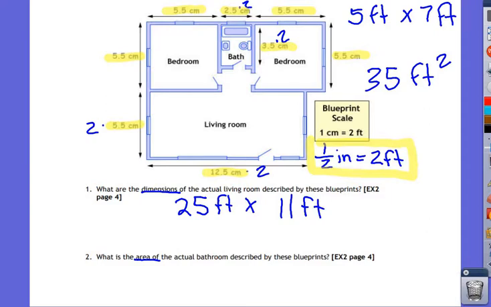This was an old drawing. This drawing was for 1 centimeter equals 2 feet. These dimensions are no longer plausible to us because these are in centimeters. What's different from this scale to the new scale? What's the differences you see? Change centimeters to inches. What is the other difference?